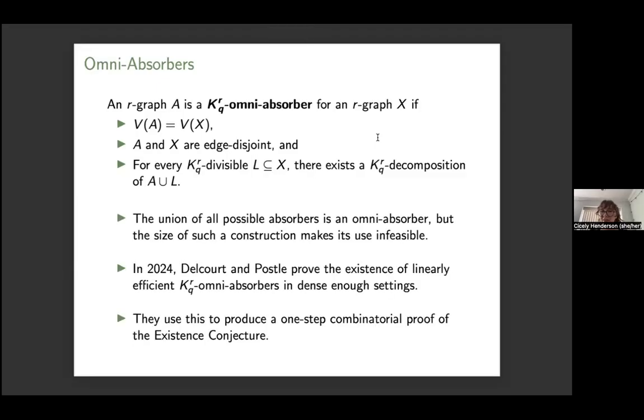Yeah, so as I said, the union of all possible absorbers is an omni-absorber, but the size of such a construction makes its use infeasible. But in 2024, Delcourt and Postle proved the existence of linearly efficient KQR omni-absorbers in dense enough settings. Bingo, there we go. That's what we're looking for. And this is sort of a key theorem in their one-step combinatorial proof of the existence conjecture.